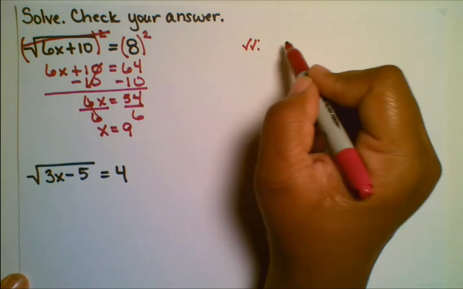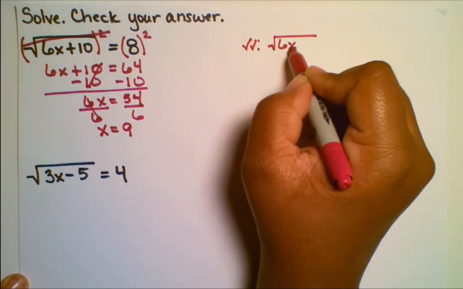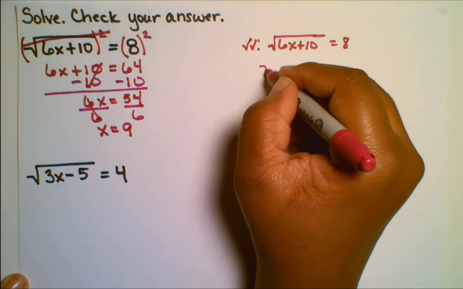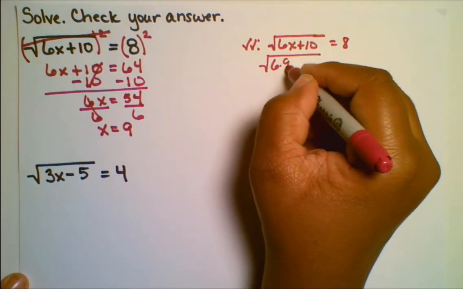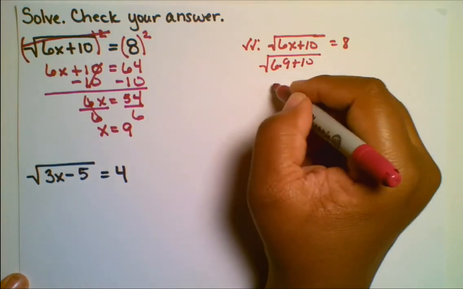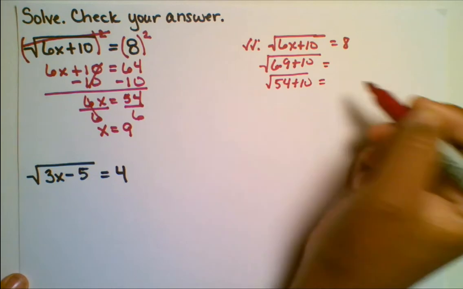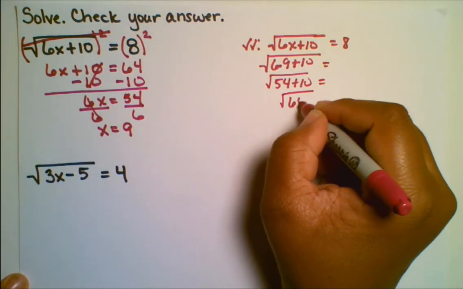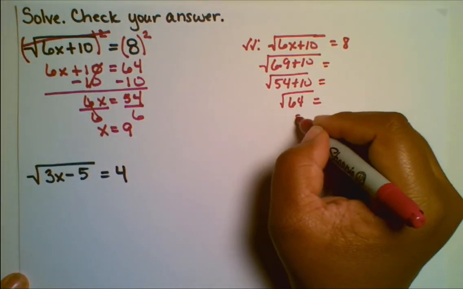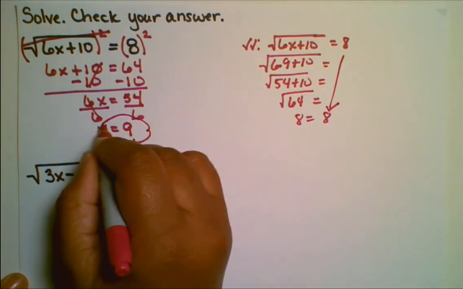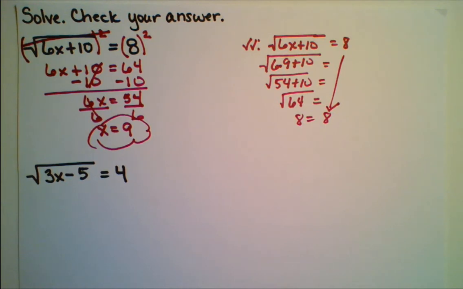To check our work, go back to the original equation, plug in 9 for x. We have the square root of 6 times 9, which is 54, plus 10. This is just checking. The square root of 54 plus 10 is the square root of 64, and the square root of 64 is 8. So that checks out. 9 is our solution. Next example.